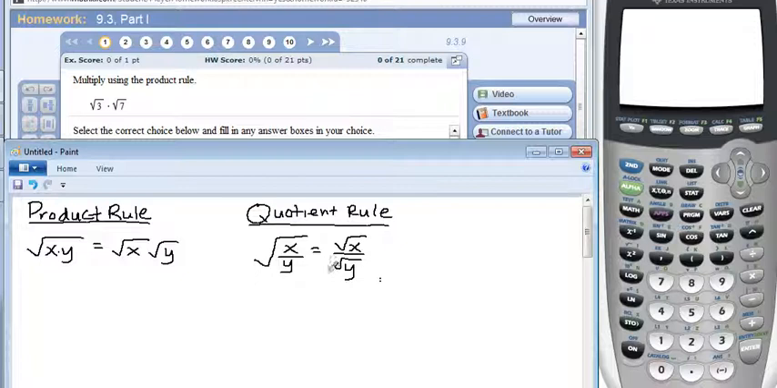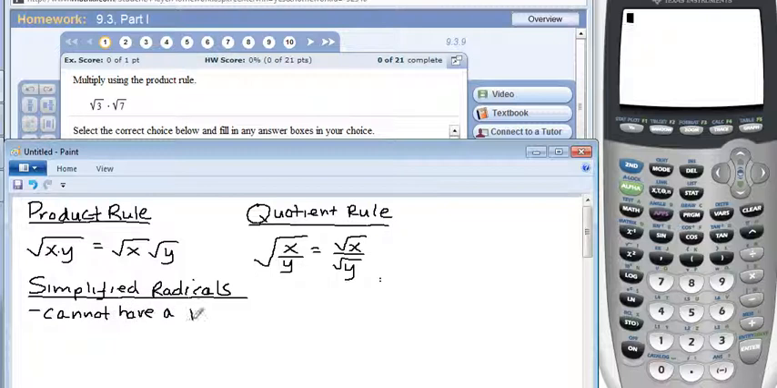All right. Now, what are my rules on simplified radicals? Well, there are a few rules. A simplified radical cannot have a perfect nth power in it. What does that mean? Well, we'll talk about that later.